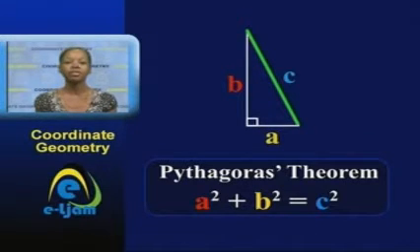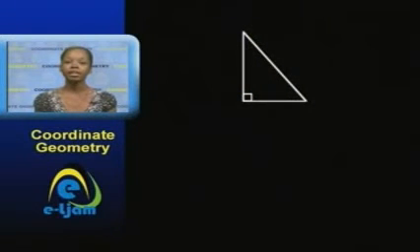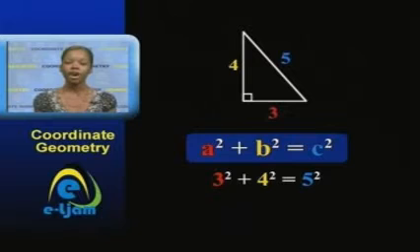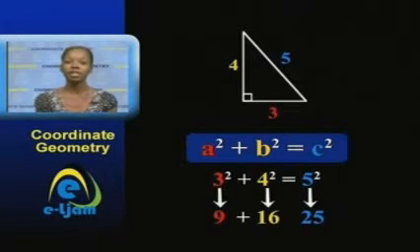Let us see if this really works using an example. A right-angled triangle has sides 3 centimeters, 4 centimeters, and 5 centimeters. Let's check if the areas bear out the truth of the theorem. 5 squared equals 25, and 3 squared plus 4 squared equals 9 plus 16, which is also equal to 25. This proves that Pythagoras' theorem is true.